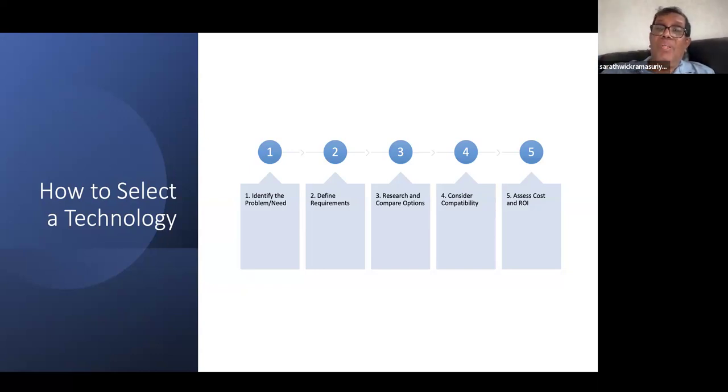It can automate up to a certain extent, right? So first, identify the problem. Is there a need to change with the technology? If there is a need to change, then you will have to define the requirements. And you will understand, yes, only now we define this requirement. Third, we have to research and compare options and consider compatibility. And finally, assess cost and return on investment.